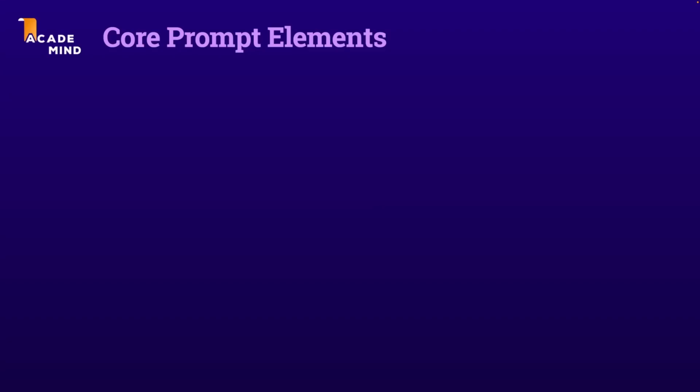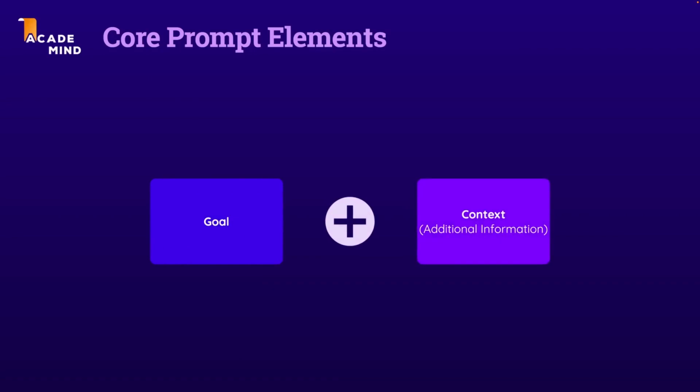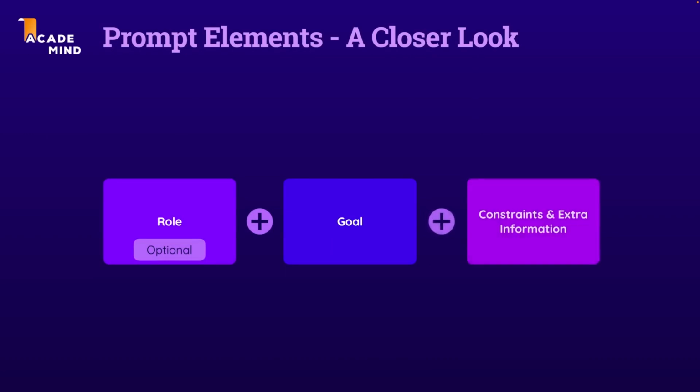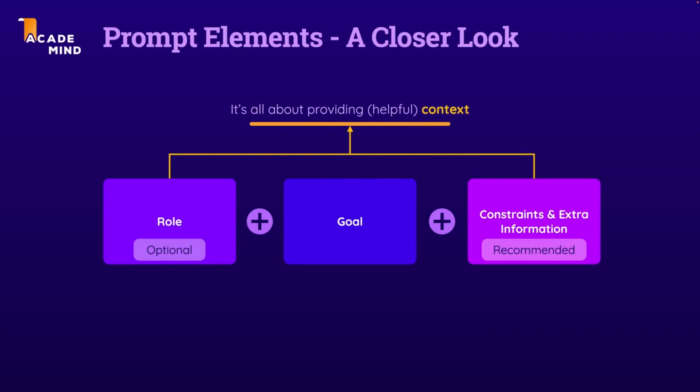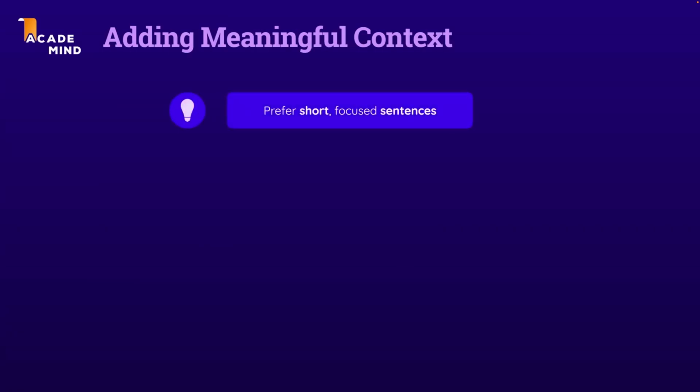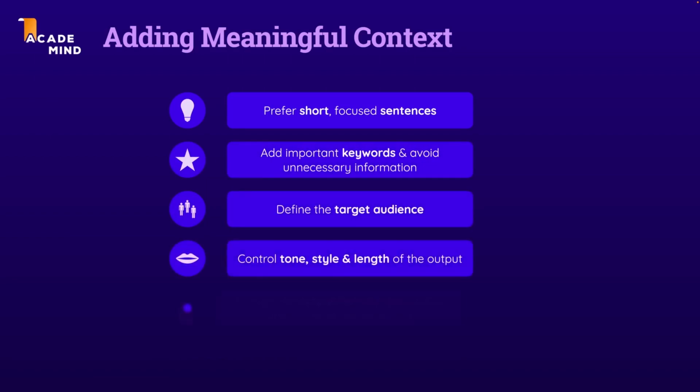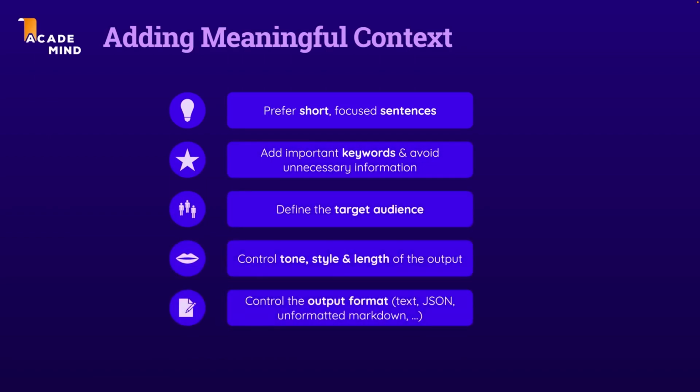So in this course section, you learned how to generally write good prompts. You learned which key elements make up good prompts, that it's in the end all about providing helpful context to ChatGPT so that it can produce good results. And of course, in this section, you also learned how to structure your prompts, that you should, for example, focus on short, concise sentences. And you got many ideas for content and context that could go into prompts, like, for example, specifying a target audience.